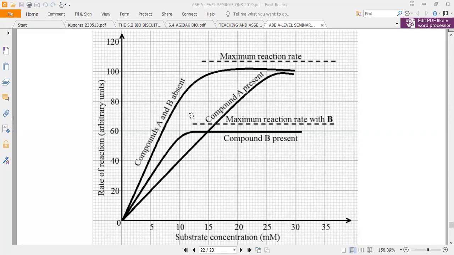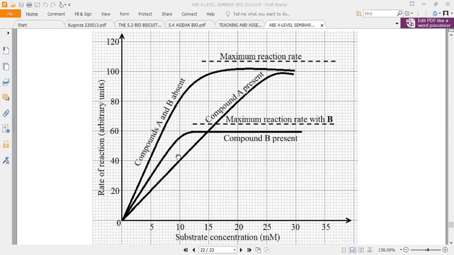But for compound B, let me also read verbatim what she had written. She said that compound B is non-competitive because its rate remains constant with increase in substrate concentration. Now, don't say that, because its rate remains constant, because from here up to here, from 0 to 10, this rate is not constant.